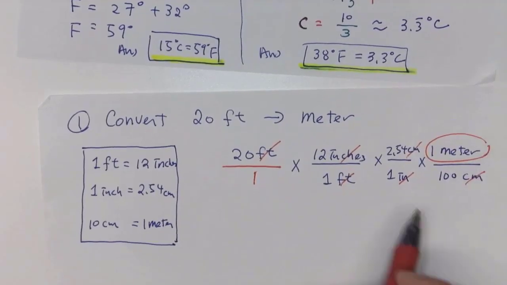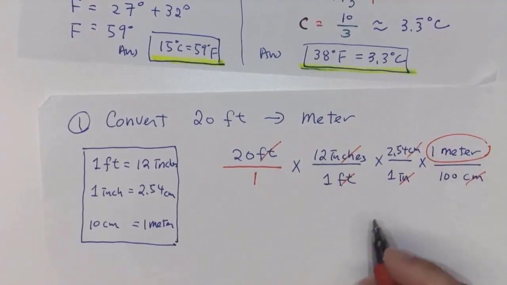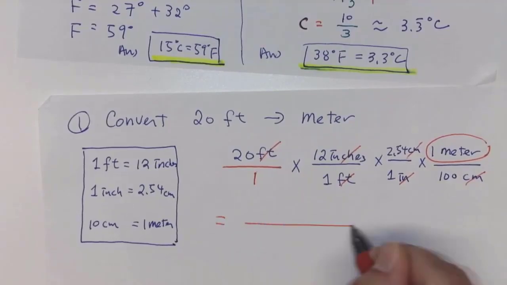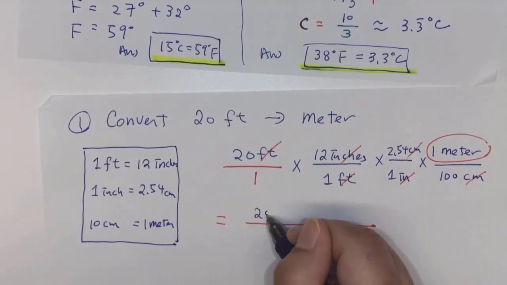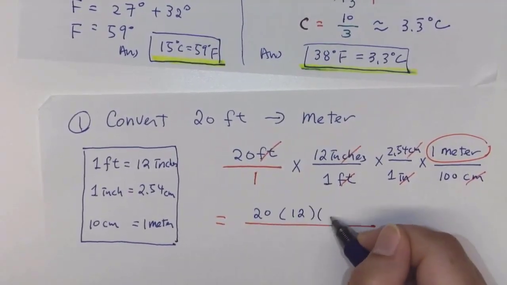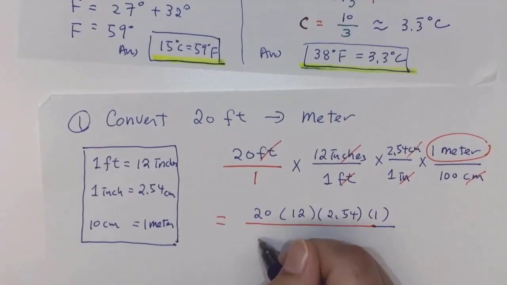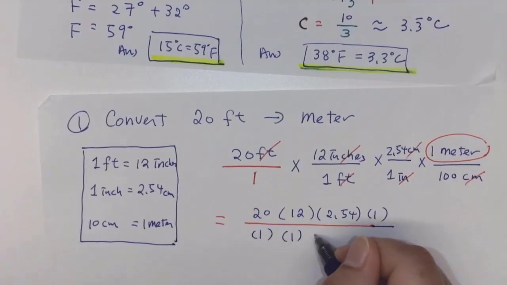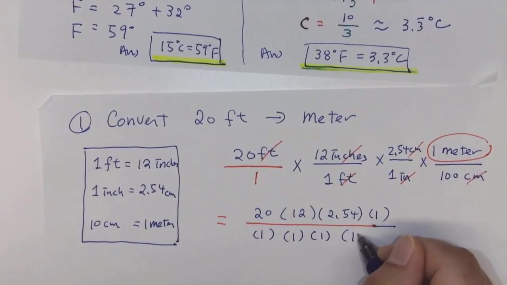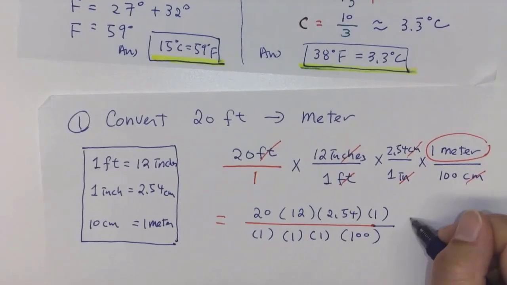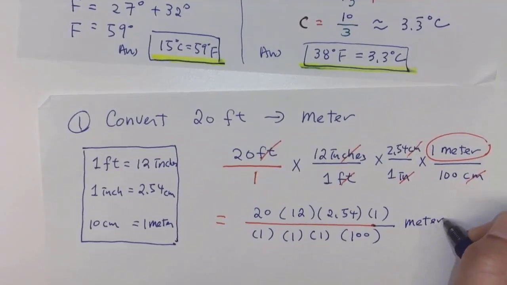And then multiply all of them together. So we have, on top, 20 multiplied to 12 multiplied to 2.54 multiplied to 1, right? At the bottom is just 1 times 1 times 1 times 100, right? And then this will end up with meter.